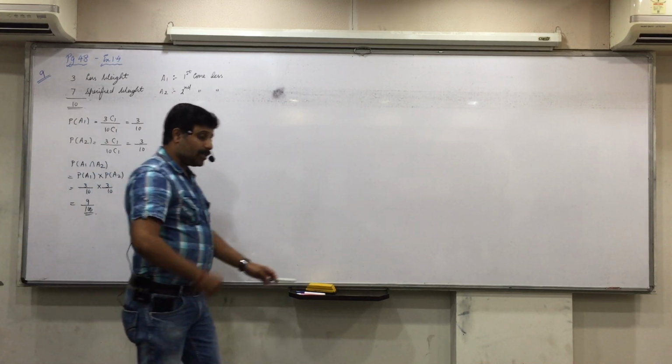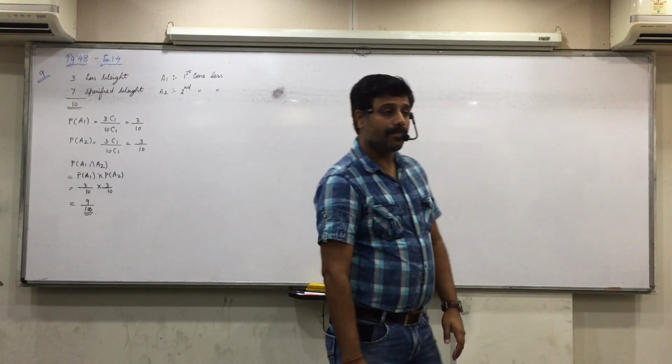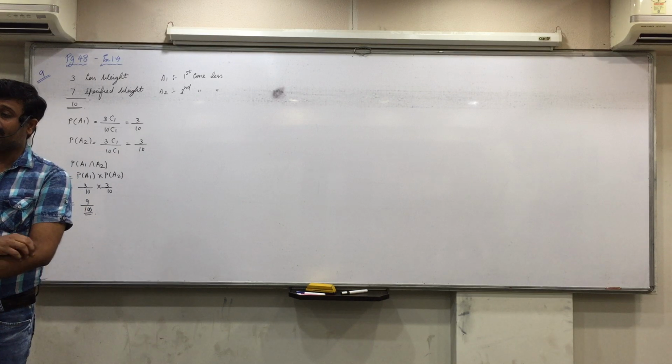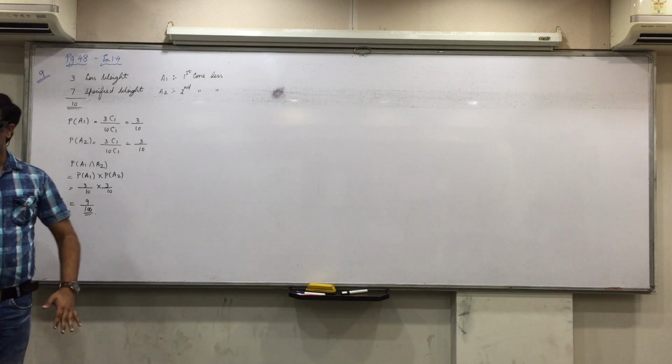You could also be asked the question, find the probability that both the cones have specified weight. Then we would define A1 as first cone has specified weight, A2 second cone has specified weight. A1 would also be 7 by 10, A2 would also be 7 by 10, and the answer would be 7 into 7, 49 by 100.